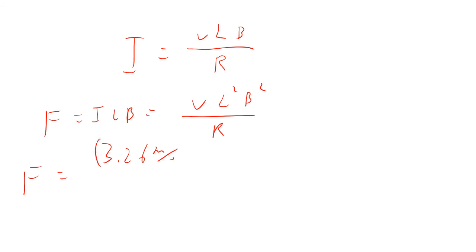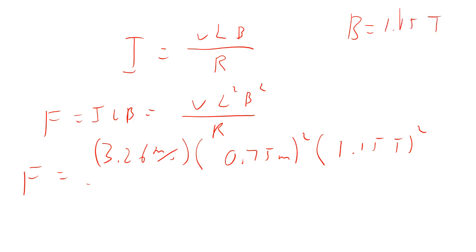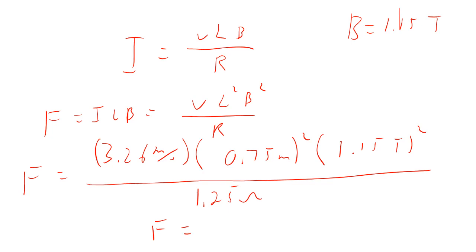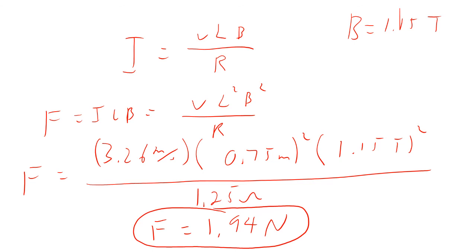So the force is going to be equal to 3.26 meters per second times L, 0.75 meters squared, times magnetic field, 1.15 Tesla squared. I think I forgot to tell you the magnetic field, but we're assuming the magnetic field is 1.15 Tesla. And then all that divided by the resistance, 1.25 ohms. And so the force is going to be 1.94 newtons. So that's the force it would take to keep that bar moving. If you're not applying that force, then it would gradually slow down.